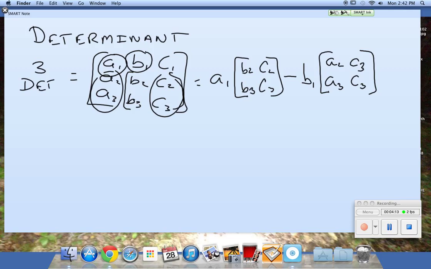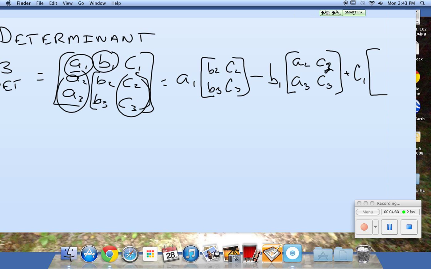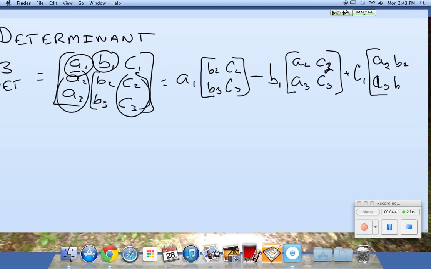And then the last one. This is supposed to be C2, I'm sorry. And then the last one we're adding in there is C1 times, you got it, A2, A3, B2, B3. Now we have something multiplying by a 2 determinant.